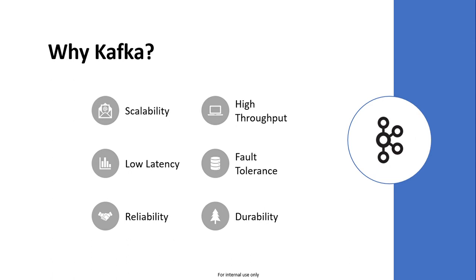Next is reliability. Kafka is a distributed platform with a very high fault tolerance, making it a very reliable system to use. Next is durability. Data present on a Kafka cluster is allowed to remain persistent on the cluster more than on the disk. This ensures that Kafka's data remains durable.